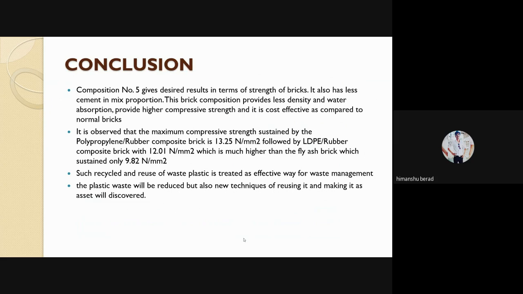It is observed that when we use the polypropylene rubber composite, we get 13.25 Newton per mm square as our compressive strength, and when we use LDPE rubber, we get 12.01 Newton per mm square, which is much higher than the fly ash brick we took for analysis. It only has 9.82 Newton per mm square.